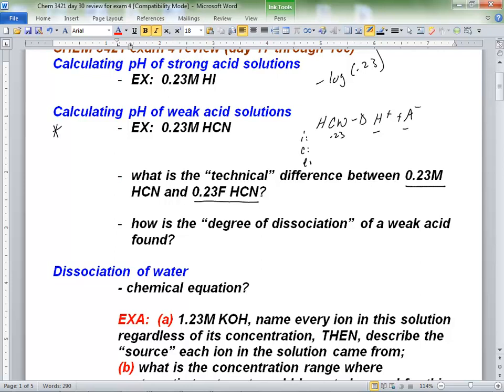Okay, so it's more of a comprehension, understanding thing than it is a calculation, really. So, I'm sorry, yes. So what is the answer? What's the technical difference? So which one should you write? Formality. You should write formality, right?